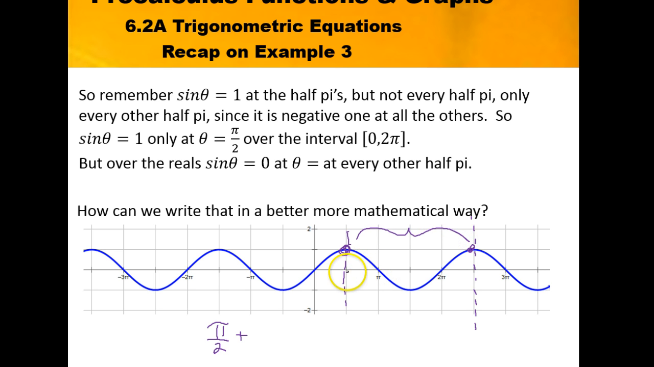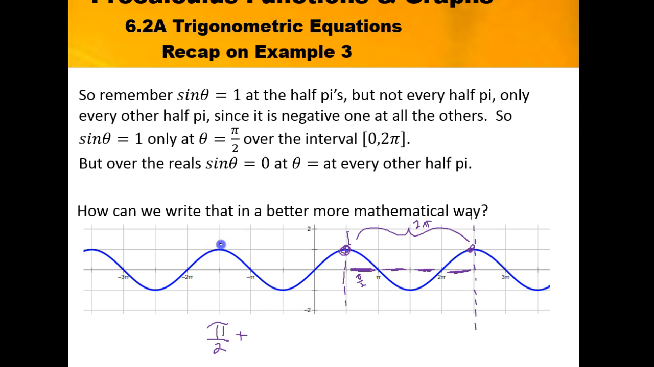Well, let's count. Each of these marks represents a pi over 2, right? So this would be a length of pi over 2, this would be pi over 2, this would be pi over 2, and this would be pi over 2. If I add these up, it's pi over 2, plus another pi over 2 would be 2 pi over 2, plus another pi over 2 is 3 pi over 2, plus another pi over 2 is 4 pi over 2. And 4 pi over 2 is 2 pi. So it looks like it repeats itself every 2 pi, right?